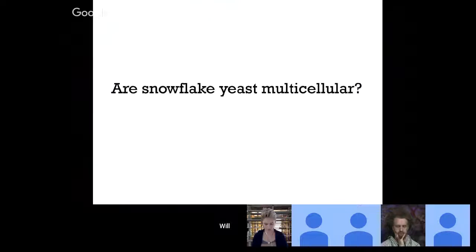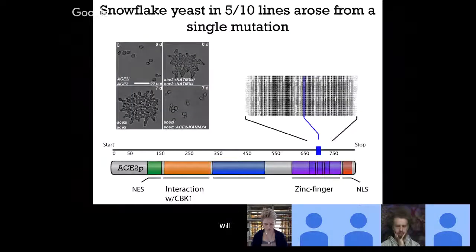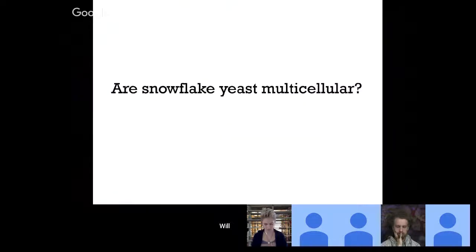All right, so it's easy to get clumps of yeast, and in fact, in our 10 replicate populations, we have a bunch of independent mutations arising within this gene, so it's a really common target. We see a lot of parallelism.